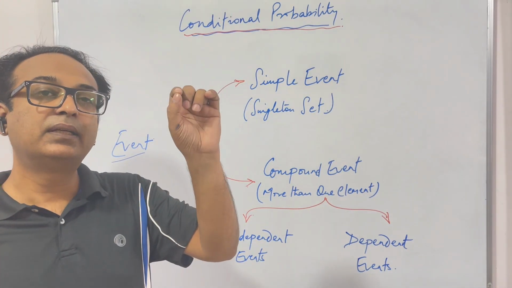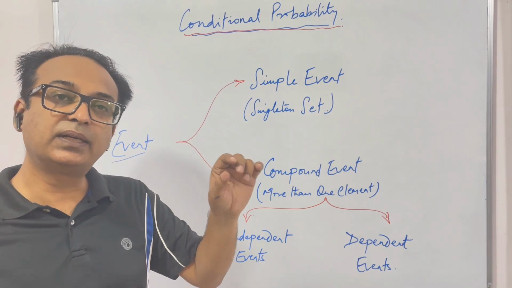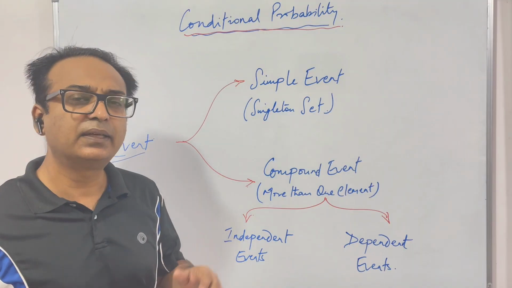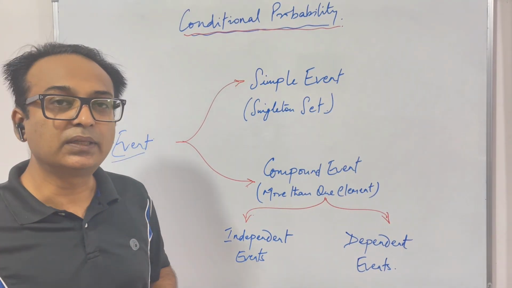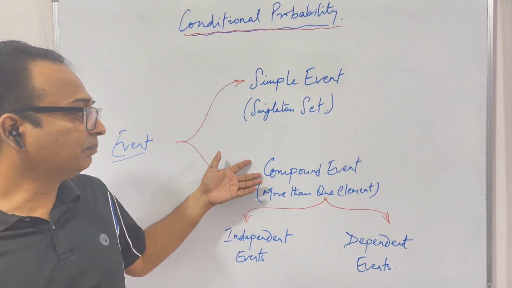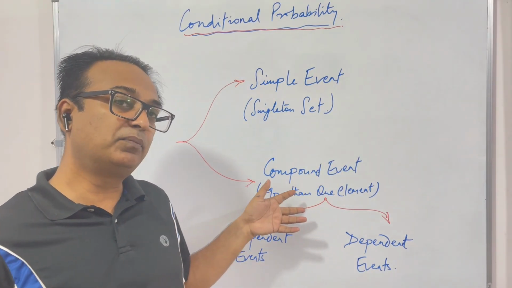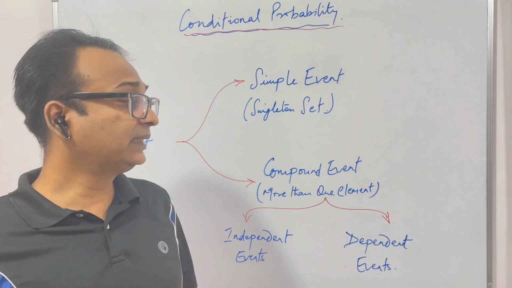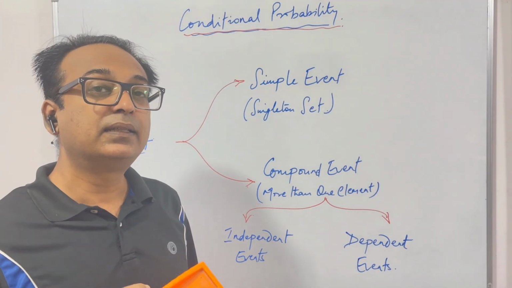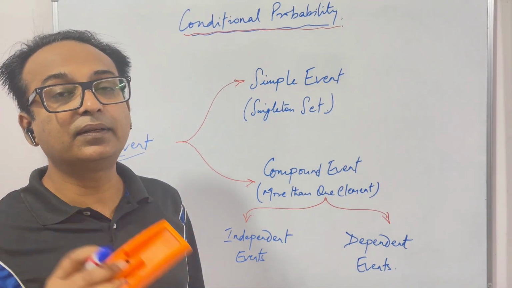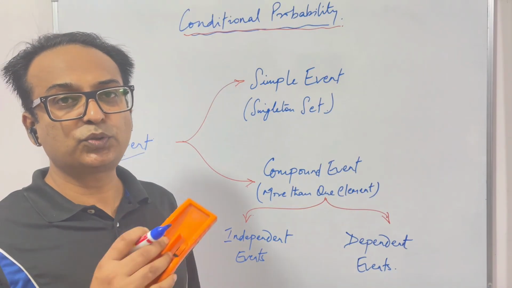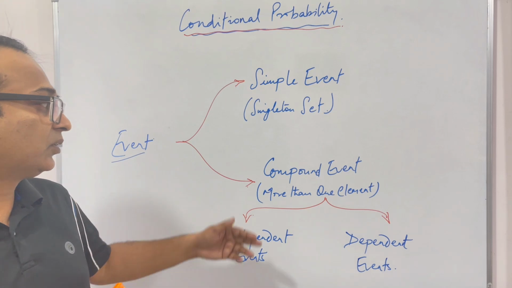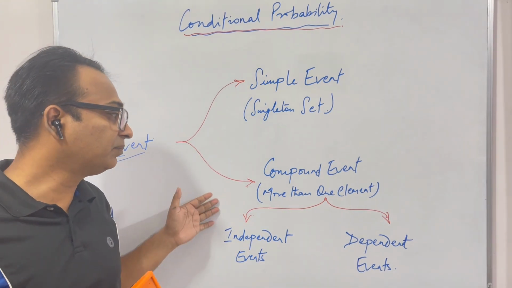For example, if the sample space for throwing a die is 1, 2, 3, 4, 5, 6, a subset which represents a simple event can be an element 6 only or 5 only. But compound events are those events for which we have more than one element in the subset. For example, when we throw a die, the event of having an even number is a compound event, because 2, 4, 6, there are 3 elements in the subset which correspond to that event. So that is a compound event.